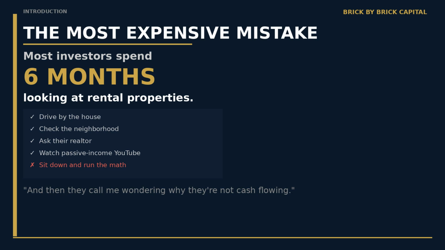Most people spend 6 months looking at rental properties before they make an offer. And in that 6 months, they look at everything except the numbers. They drive by the house, they check the neighborhood, they look at the photos, they ask their realtor if it's a good deal, they watch a YouTube video about passive income. What they don't do is sit down with a spreadsheet and run the actual math. And then they buy the property. And 6 months after that, they call me wondering why they're not cash flowing.